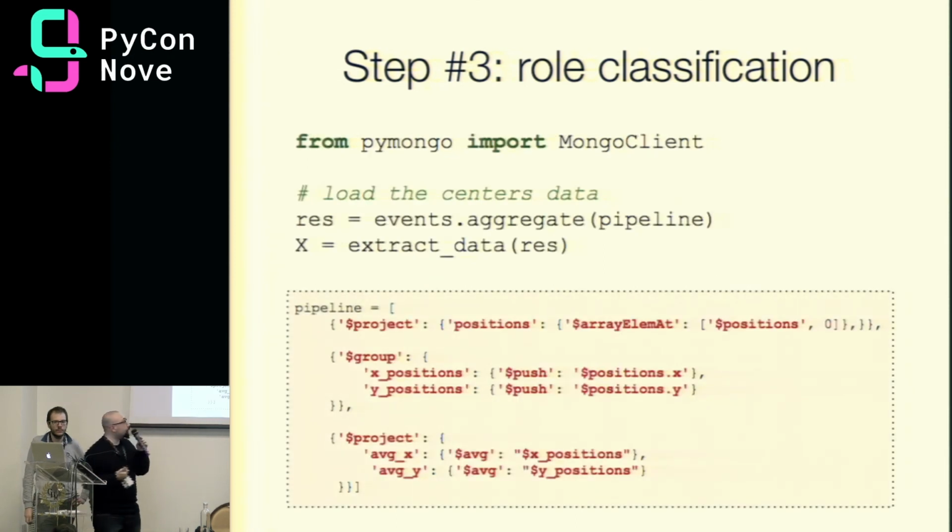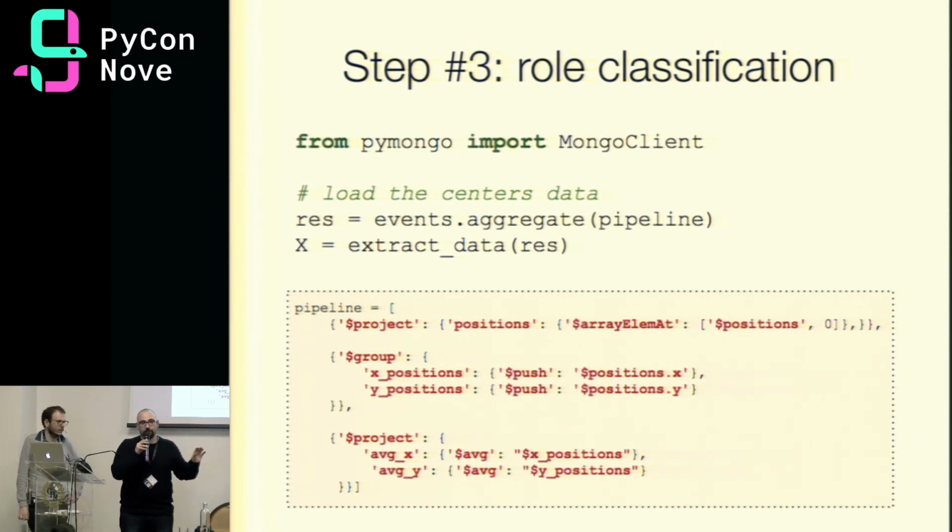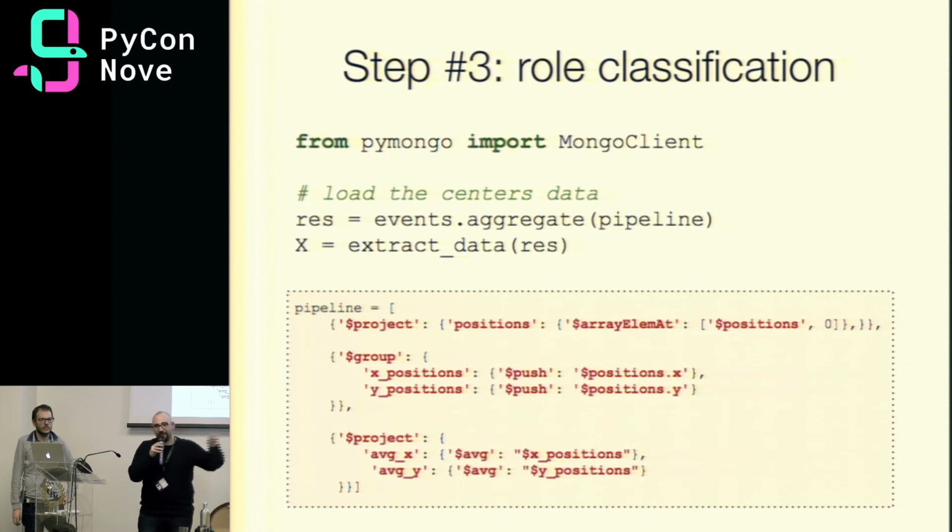The solution we use is very simple. First of all, we extract for every performance the average position. Since we know for every event the position of the event, then simply we can compute the average position of a player as the average of the positions of all the events he performed. Okay, so if I perform an event here, another event here, this is my average position.